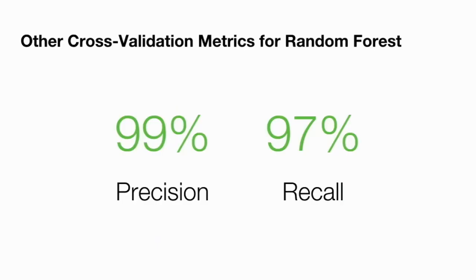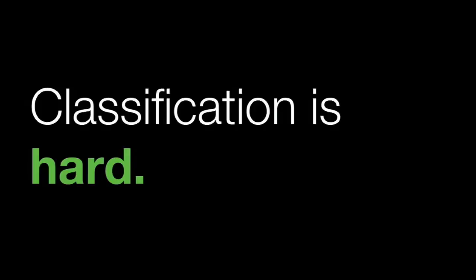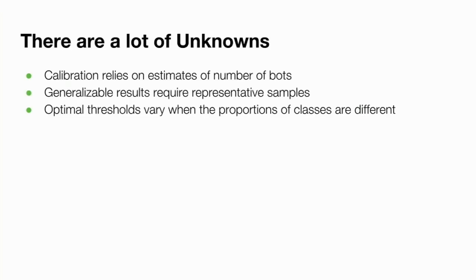So these are some of the other metrics that we had, associated with precision and recall for this random forest model. We saw that our model had 99% precision and 97% recall. So it was doing really, really well. But we want to underscore that classification is really hard. I'm going to talk a little bit more about that, especially in the context of doing this analysis on this Twitter data set. What we want to stress is there are a lot of unknowns.